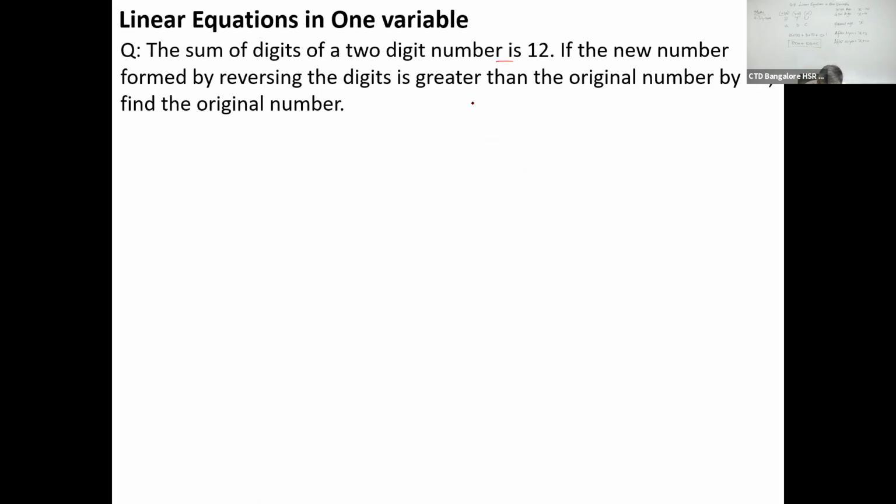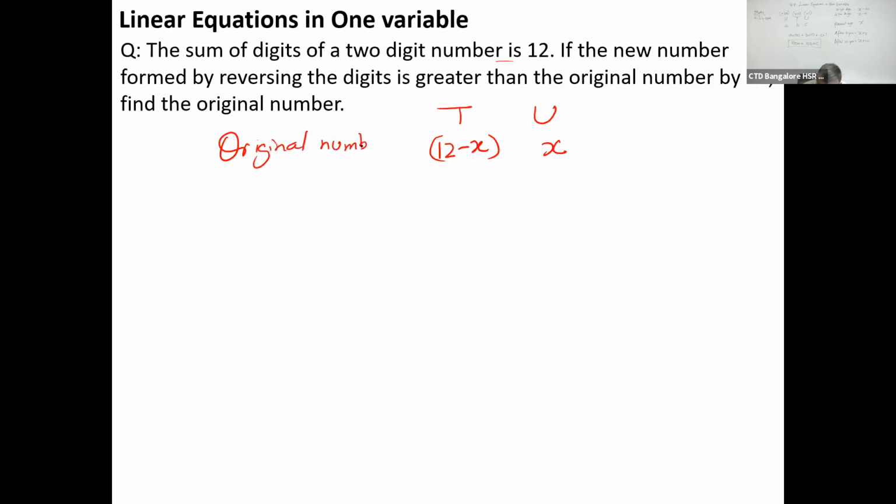So how do you find a 2-digit number? You have tens and units. Let's say your units digit is X. So your tens digit will be 12 minus X. You can choose any which way; you can say the tens digit is X. It really doesn't matter. So this is my original number.